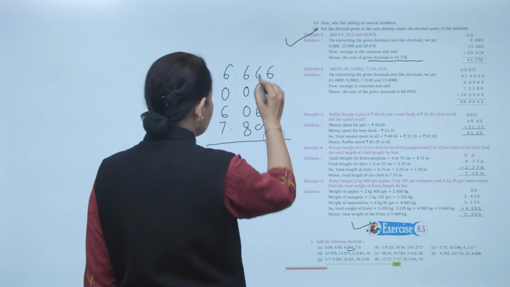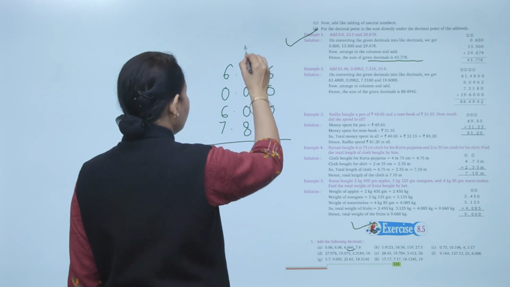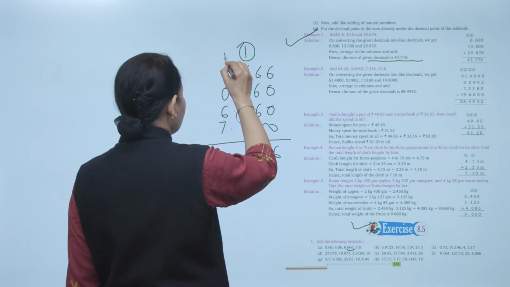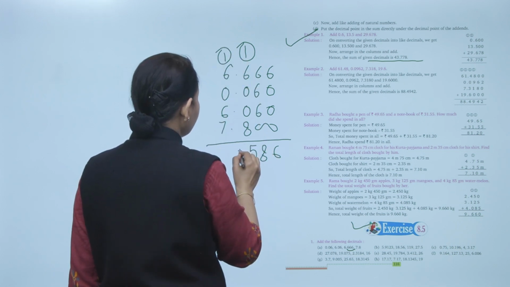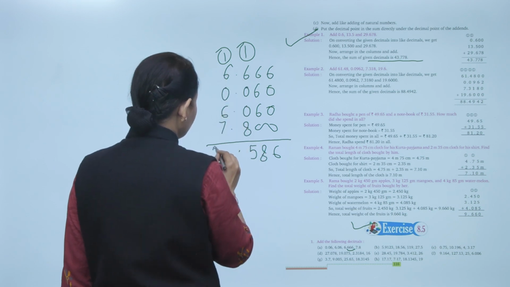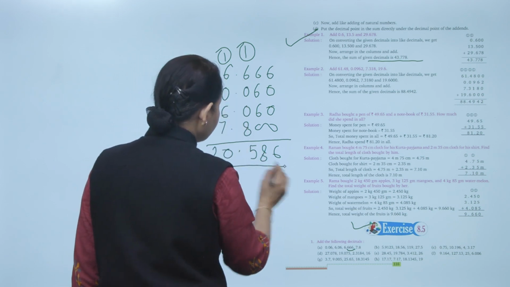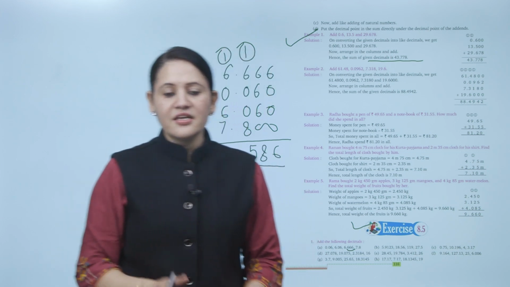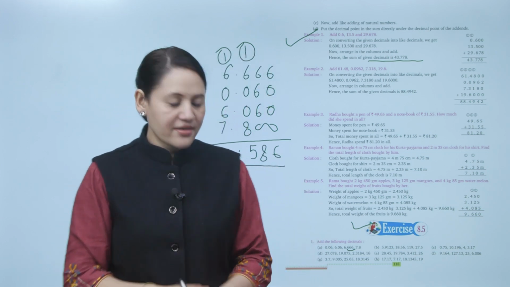6, 18, 1 carry over, 15, 5, 1 carry over. We'll put decimal here. 20. So the answer is 20.586. Clear? This is how we'll add the decimal numbers.